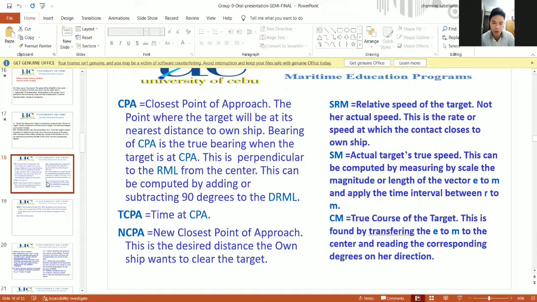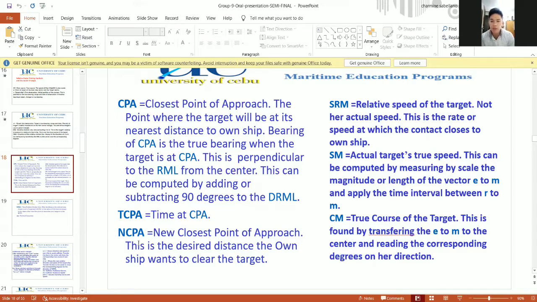Closest point of approach, CPA. The point where the target will be at the nearest distance to the own ship. Bearing of the CPA is the true bearing when the target is at CPA. This is the perpendicular to the RML from the center. This can be computed by adding or subtracting 90 degrees to the DRM. TCPA, or time of the closest point of approach, and NCPA, new closest point of approach. This is the desired distance the own ship wants to clear the target.